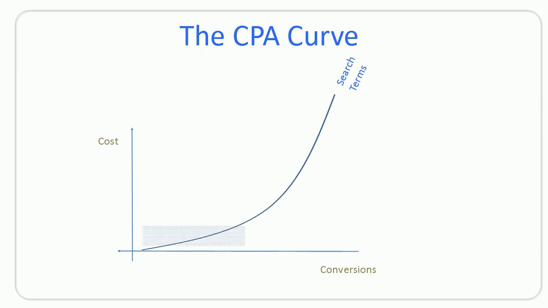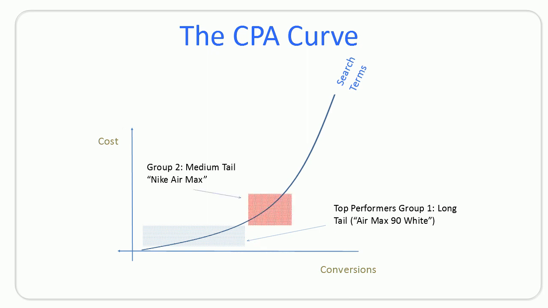The first group, on the lower left-hand side, is the long tail keywords, for example Air Max 90 white, which have a very good relation between cost and conversion. The second group is the medium tail keywords like Nike Air Max, which have not as good a relation between cost and conversion, but still could be profitable for you. And the third group, terms like Nike and sneakers, are most probably not profitable for your company. They cause a lot of the cost, but they bring very few conversions.